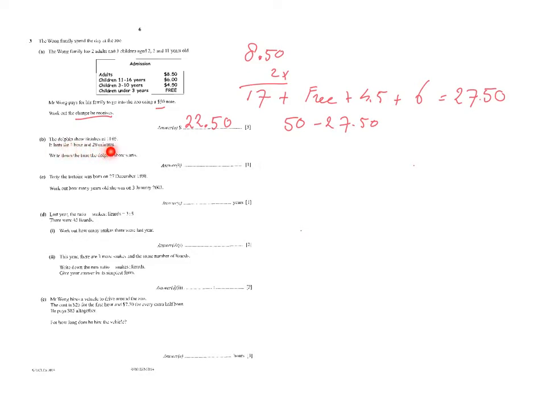The dolphin show finishes at 11:05. It lasts for 1 hour and 20 minutes. Write down the time that it started. All right, so 11:05, going to go back 1 hour, then 10:05, and then another 20 minutes. So another 5 minutes, it's 10 o'clock, and then another 15 minutes, it's going to be 9:45. So 09:45. Always a bit tricky with time, working backwards.